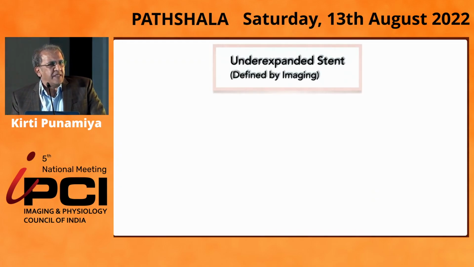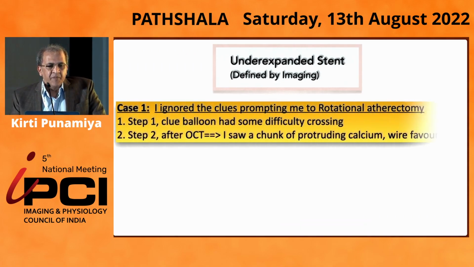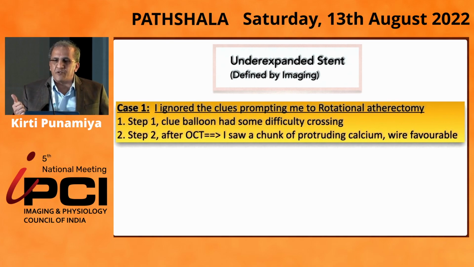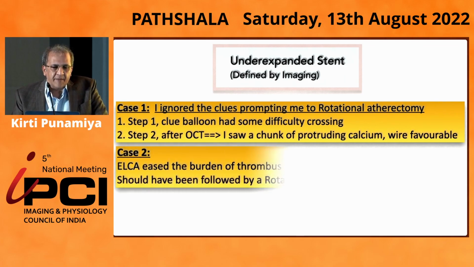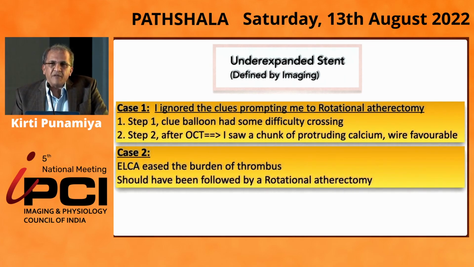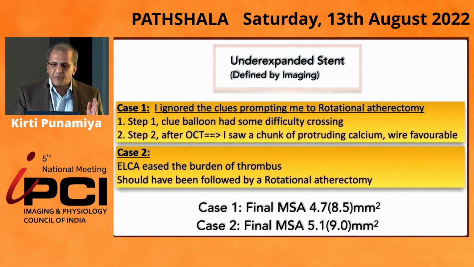So when you have an unexpanded stent, I think Ashok raised this question very simply just after the last case. In the first case, I ignored the clues, which probably prompted me to want to use a rotoblator, but I didn't. Even after the OCT, I should have probably pulled out a rotoblator, and that might have shaved off a little bit of calcium to get a better MSA. In case 2, the ELCA eased the burden of thrombus, made my imaging catheters go across, and therefore it should have been followed up with a rotoblator, but it wasn't. And I think both of these are rota regrets. The final MSAs were 4.7 in case 1, 5.2 or 5.3 in case 2.